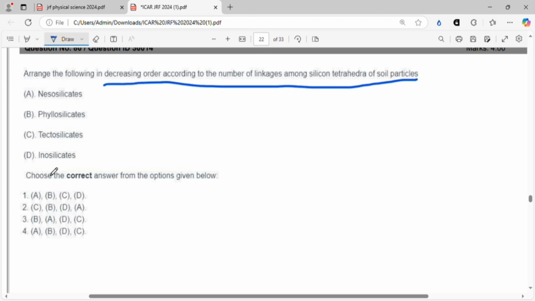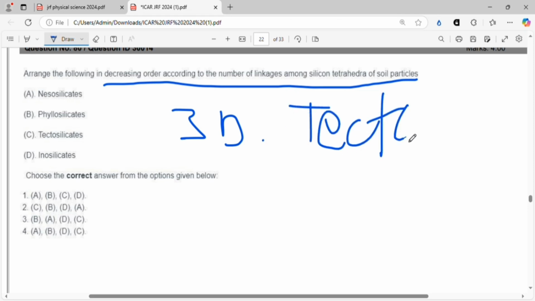You know, the three-dimensional silicate having the most number of linkages is tecto. So the highest will be tecto. C will be the first option. So let's check here. We already got our answer. C in the first option is only in option 2. So option 2 is the correct answer.